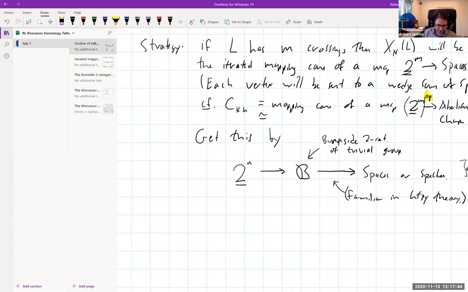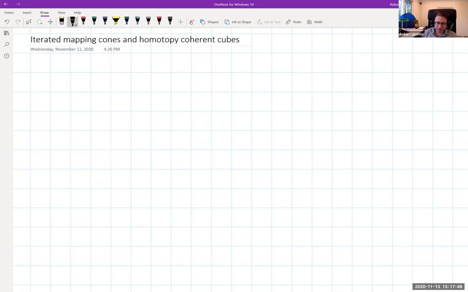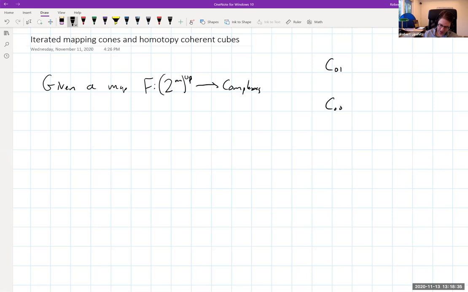I'm going to switch pages to my iterated mapping cones page. Okay. So iterated mapping cones. Let's start with the most familiar place, which is complexes. So given a map, let's call it F, from 2 to the m op to complexes. Maybe I'll draw over here the case of 2 to the 1. What do we have? We have a complex C00, C01, C10, and C11, and maps like that so that this commutes.